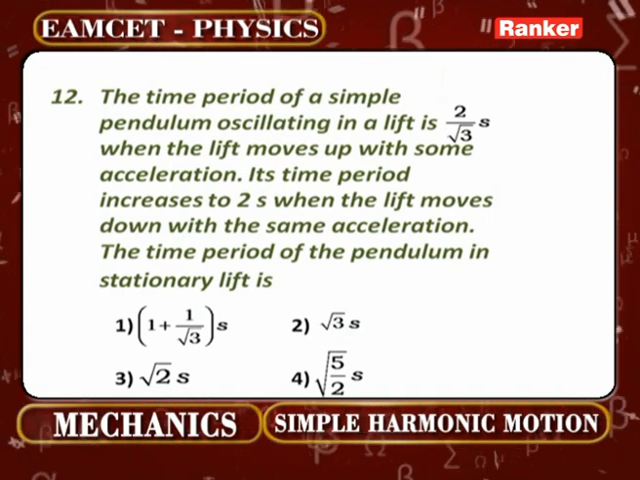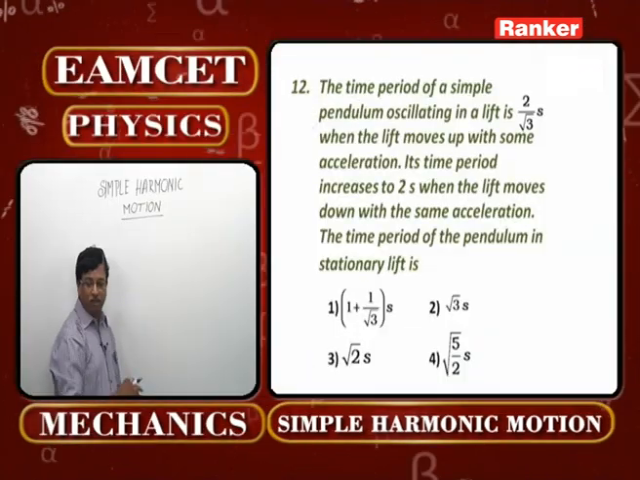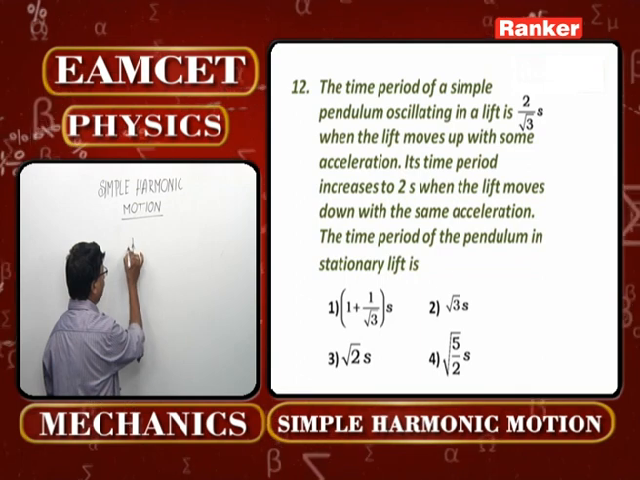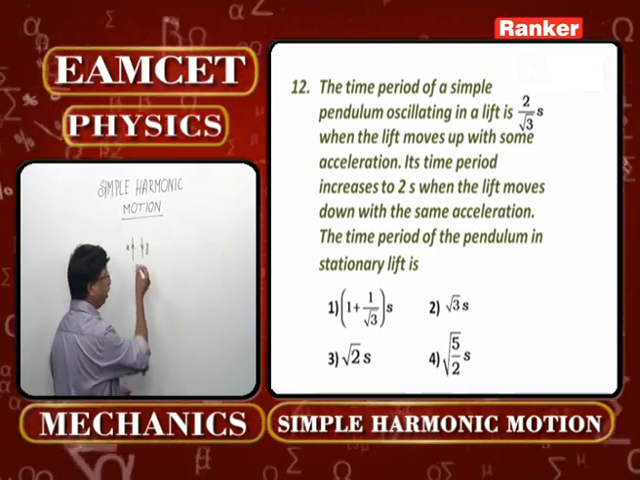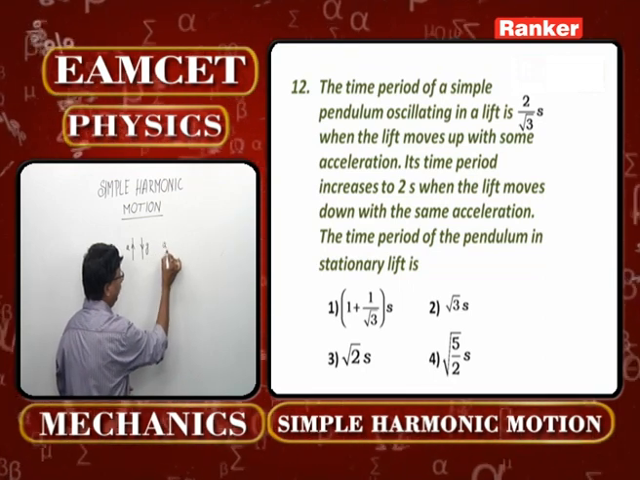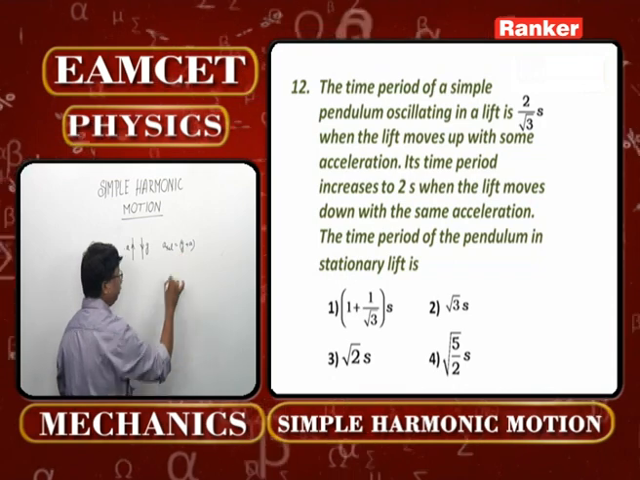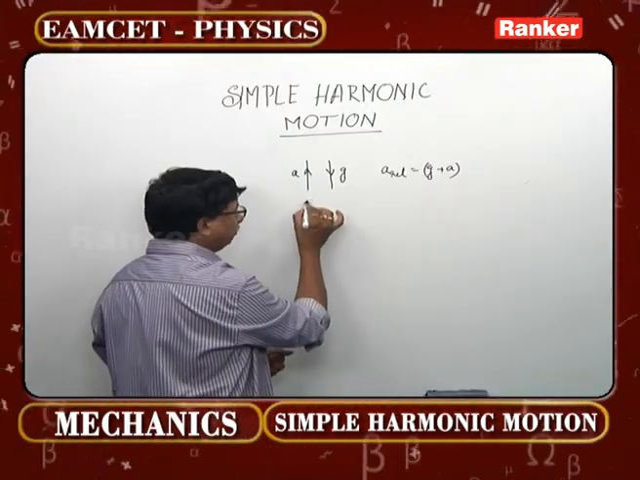Now suppose you look at the first half of the question, 2 by root 3 seconds when the lift moves up with some acceleration. Up means you can understand if acceleration is A and acceleration due to gravity acting downward is G, then relative acceleration now becomes G plus A, I have already told you. Then what should I write now? T1, how much is the time period?